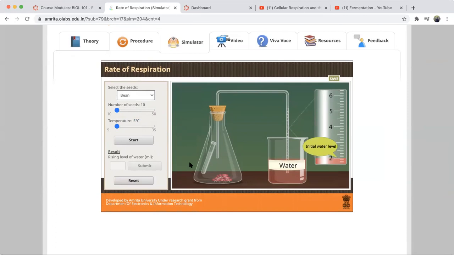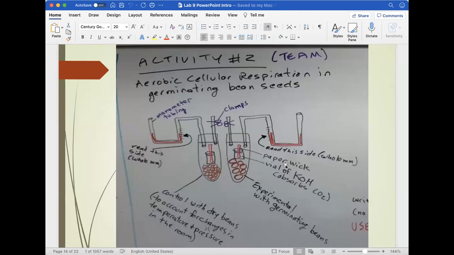But what we've done for you is we've drawn the experiment that we would have performed in lab if we were in person. And we've set up 2 chambers here. The manometer tubing is filled with water as well to see the change in fluid that will occur. And here's the control with dry beans to account for changes in temperature and pressure in the room. And here are the experimental germinating beans that will actually be where cellular respiration is occurring.